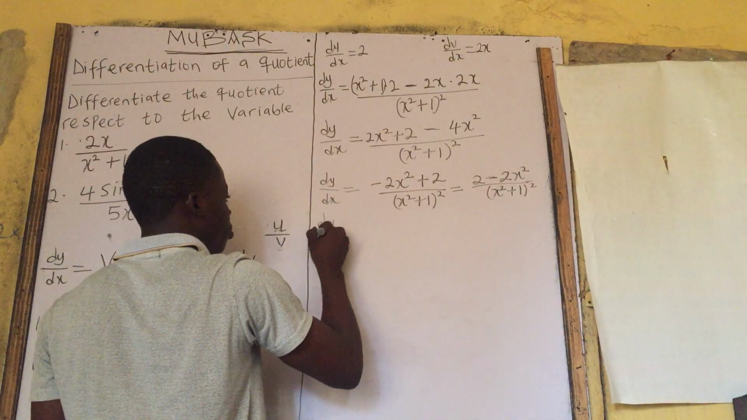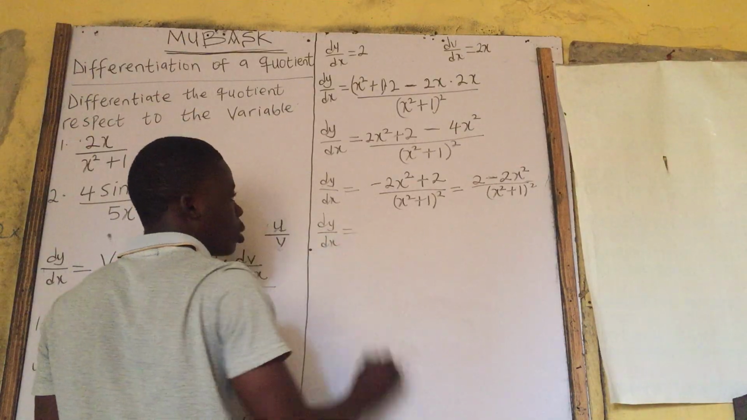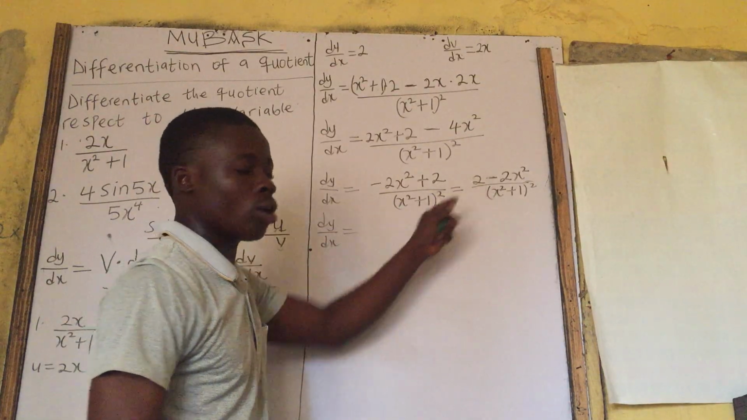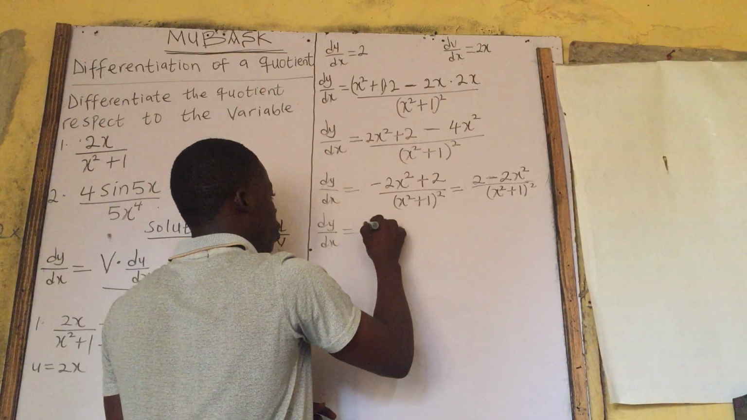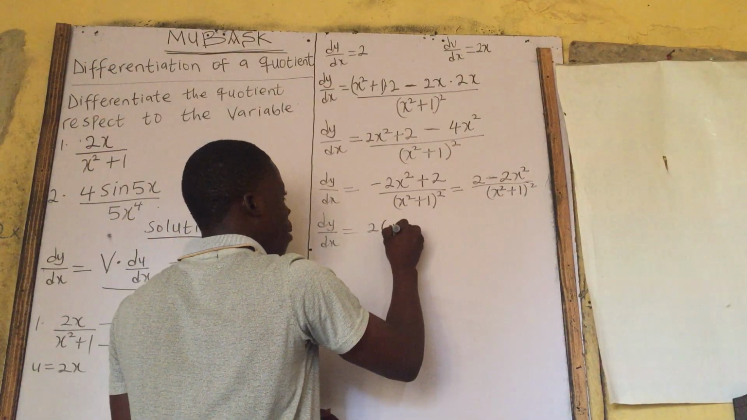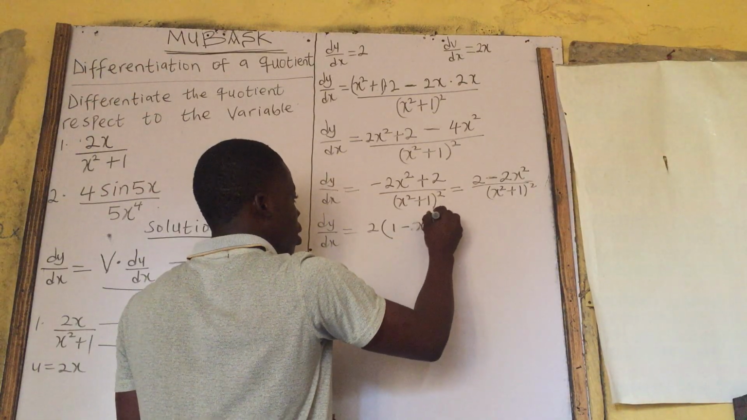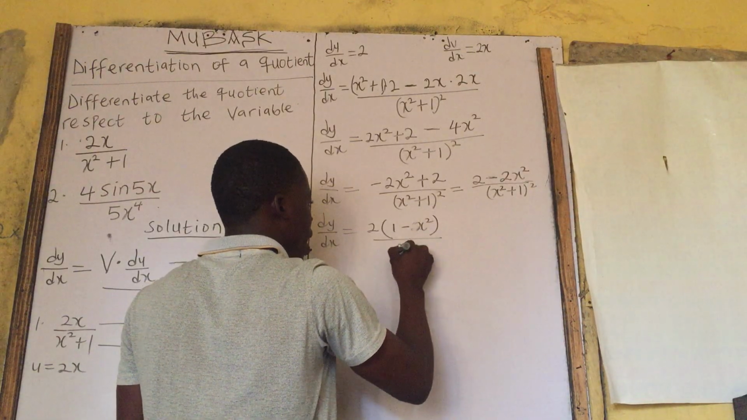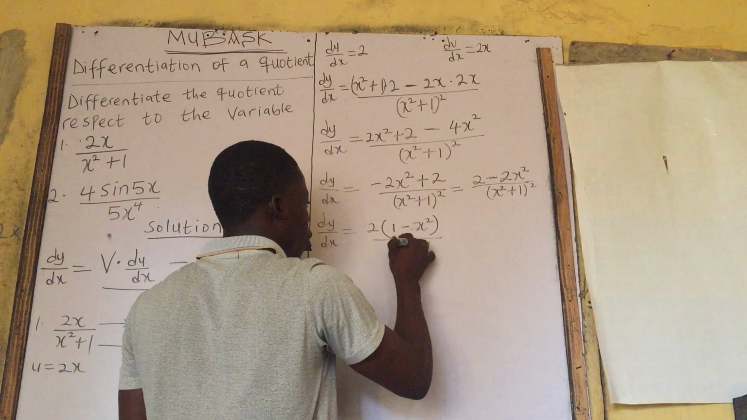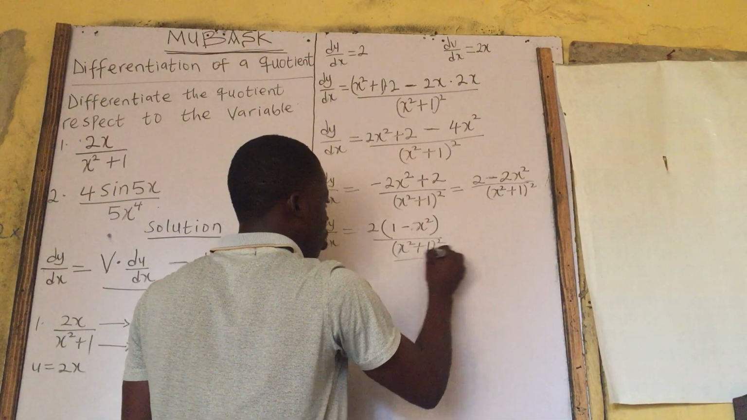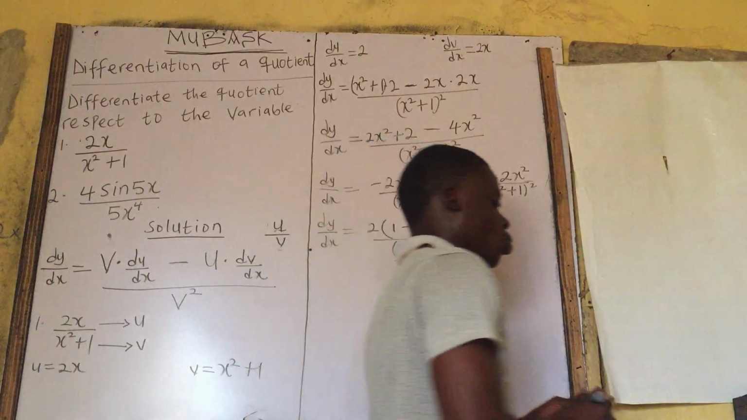Now, dy over dx equals, by factorizing 2 out, 2 open brackets 1 minus x squared all in bracket, divided by x squared plus 1 all in bracket squared. So this is our final answer for question 1.